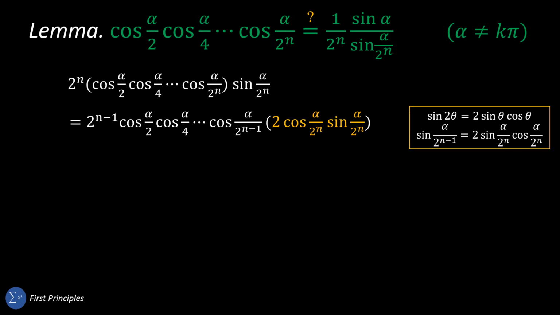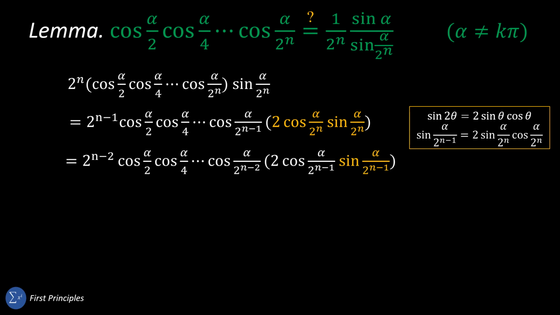Okay, so now the term that is shown in the yellow color in the parentheses can be simplified as sine of alpha divided by 2 to the power of n minus 1. So as the next step, I bring another term, cosine alpha divided by 2 to the power of n minus 1, into the parentheses and borrow another 2 from the previous 2 to the power of n minus 1, which changes the coefficient in front of this multiplication to 2 to the power of n minus 2. And we can continue this process.